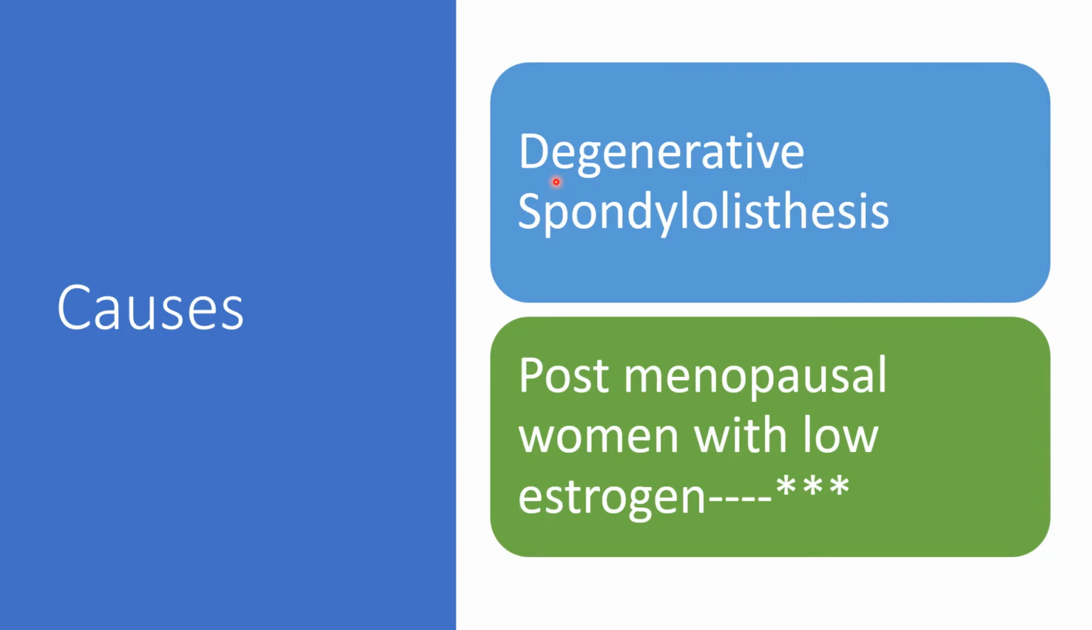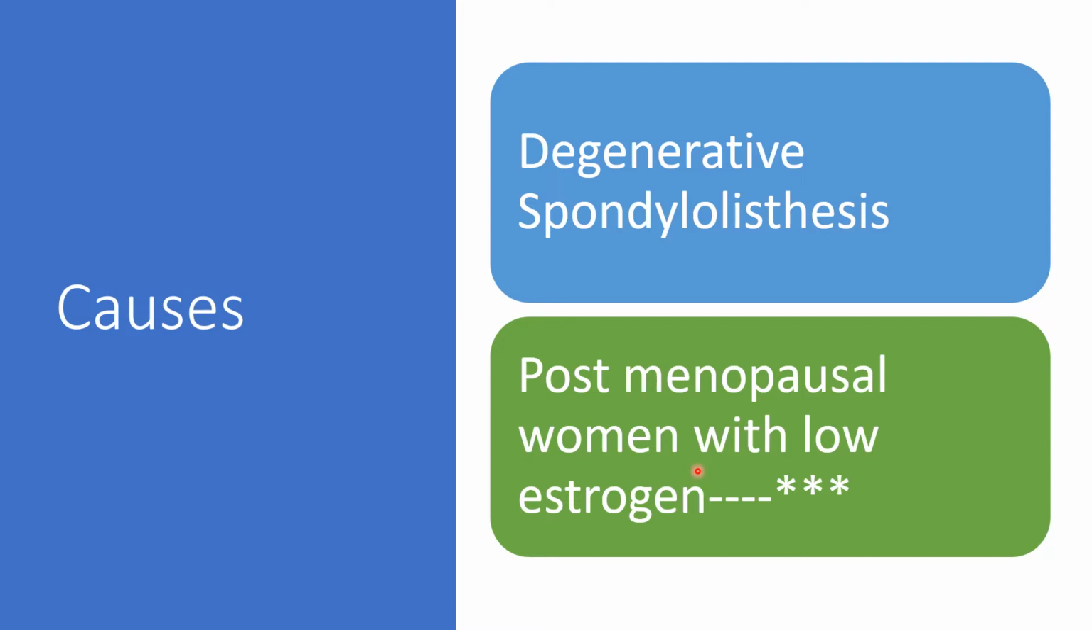Now, when the problem is degenerative spondylolisthesis, we'll be thinking about women, particularly postmenopausal women with low level of estrogen. Now, let me talk more about this. Since we are all familiar with the fact that spondylolisthesis is all about slipping of one vertebra over the other, here we'll be dealing with postmenopausal women with low level of estrogen and then having vertebral discs that will be degraded.